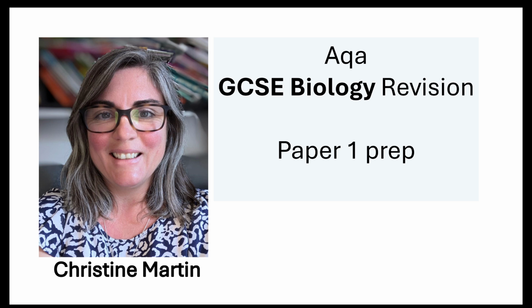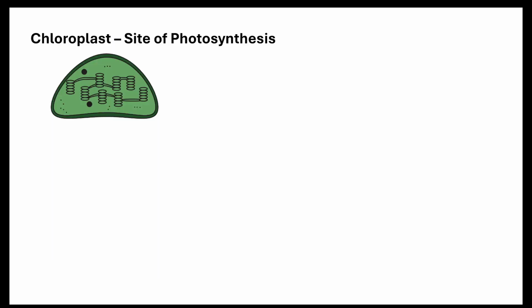So in this video, I'm going to look at GCSE biology again, focusing on AQA and specifically looking at photosynthesis, which is part of your bioenergetics topic area. So the chloroplast is the site of photosynthesis. Now you should know that this contains the chlorophyll, which is the green pigment which absorbs light energy.